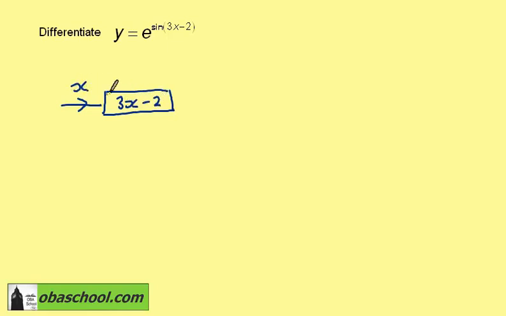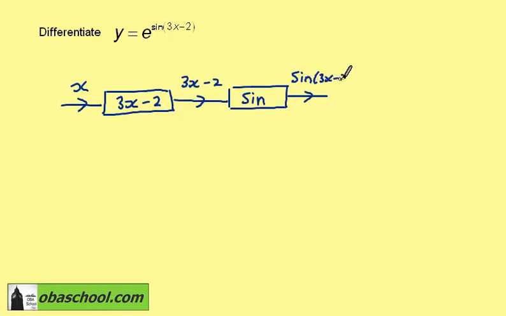First it goes into the 3x minus 2 function. The result comes out and goes into the sine function. The output from this is the sine of 3x minus 2. And this then goes into the exponential function, giving us our final result of e to the power of sine 3x minus 2.